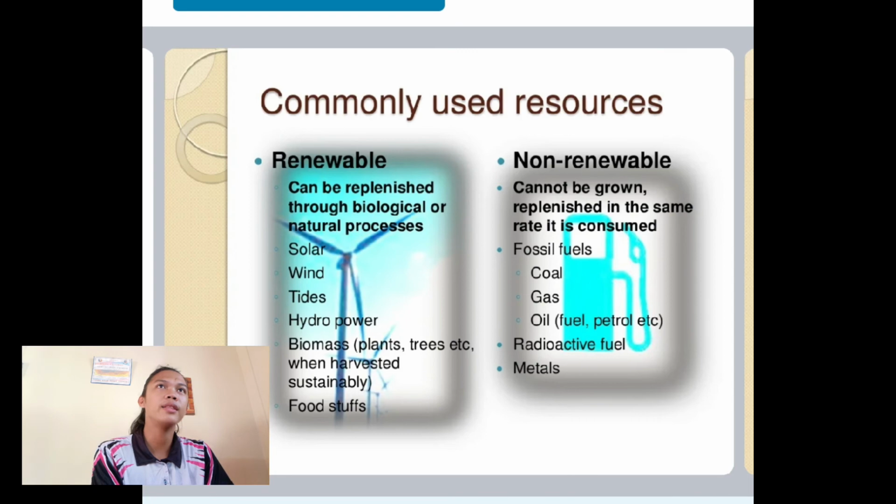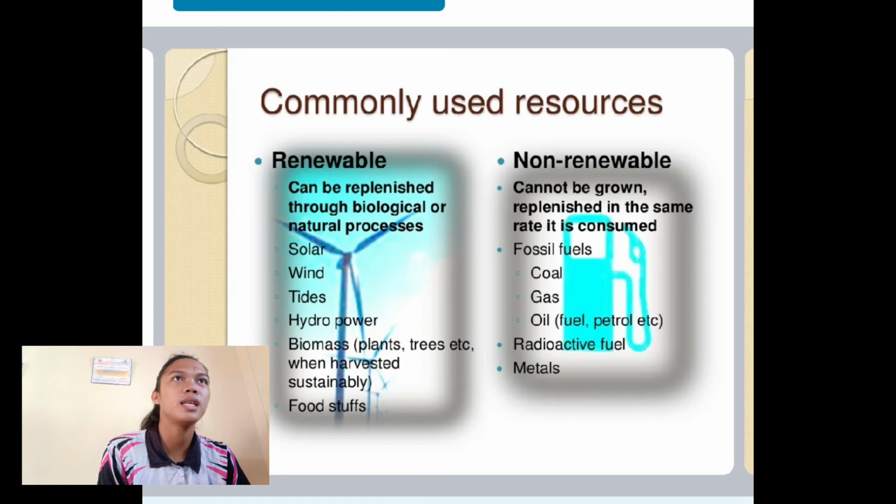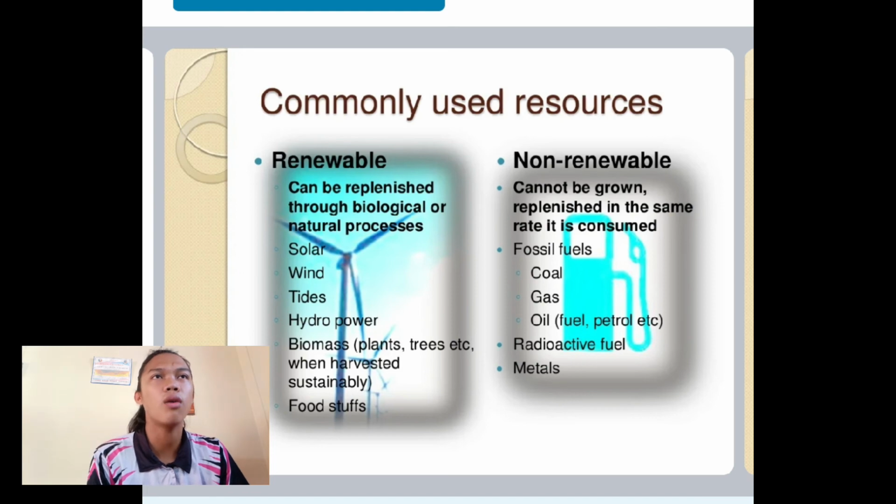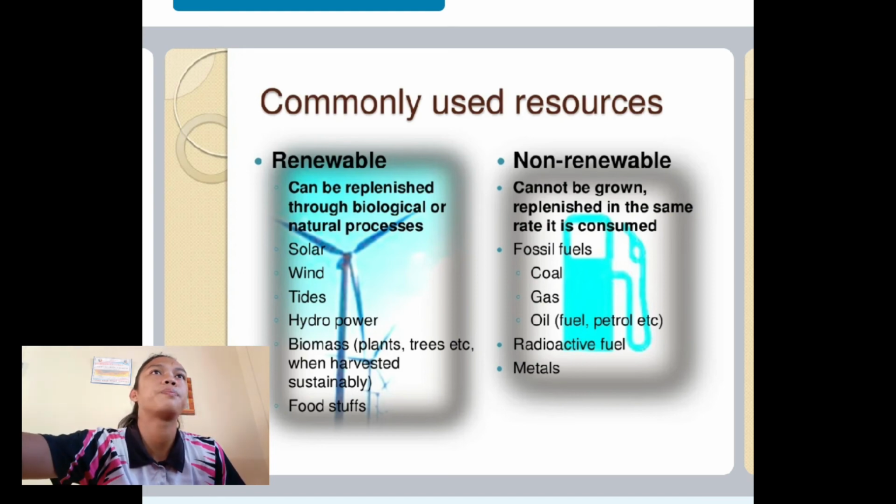On the other hand, the commonly used resources are non-renewable. These resources cannot be grown or replenished at the same rate as they are consumed, such as the fossil fuels, the coal, gas, and of course the oil, radioactive fuels, and the metals.